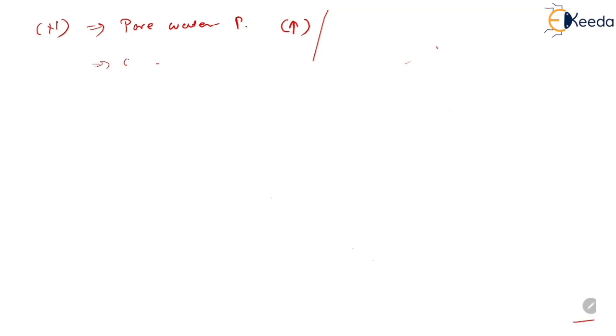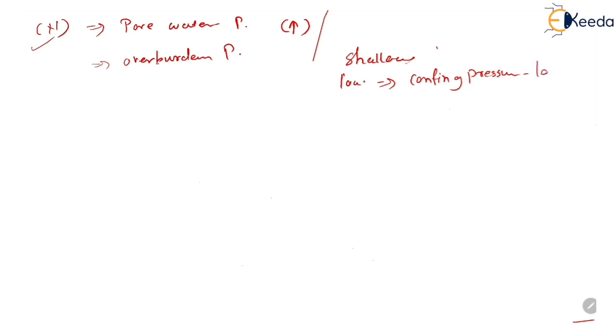The overburden pressure also affects the value of standard penetration number. So at shallow depth, the value of overburden pressure is low. So that's why at this depth, the confining pressure is also low. So at this depth, the value of penetration number obtained will be low because we require less number of blows for the penetration.